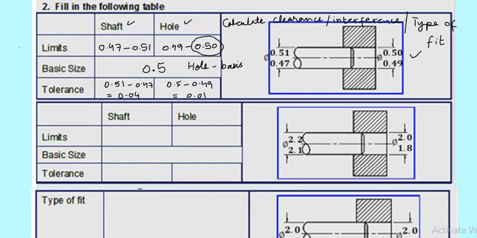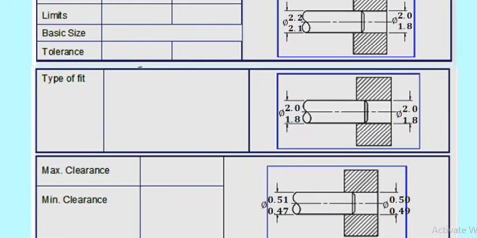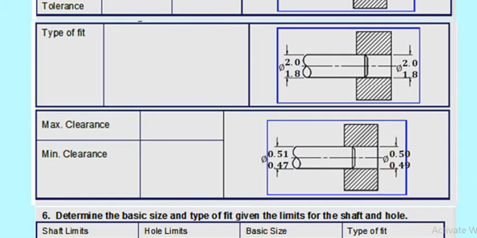Okay, so let's move on. Next, for example, I'm going to solve this problem. So here there is only one thing that has been asked, and that is the type of fit. Now in order to determine the type of fit, you should recall the examples that we solved earlier, in which at the very end we used to calculate two quantities.